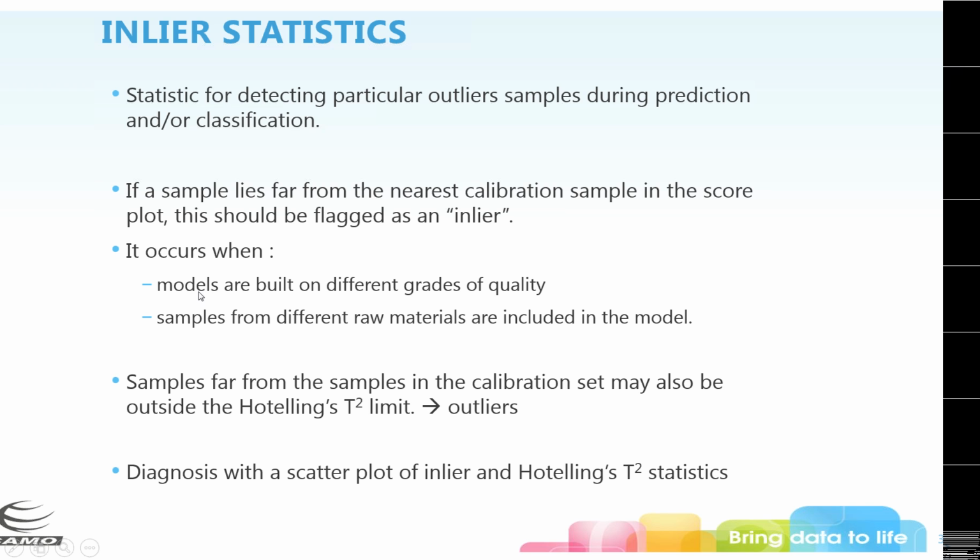So this happens, again, when your model's built on different grades of quality, or if your samples from different raw materials are included in the model. So they also might be outside that Hotelling t-squared limit. So that's how far from the center of the model it is. It's not worried about how close it is to the other samples. It's like how far it is from the center of the model itself.